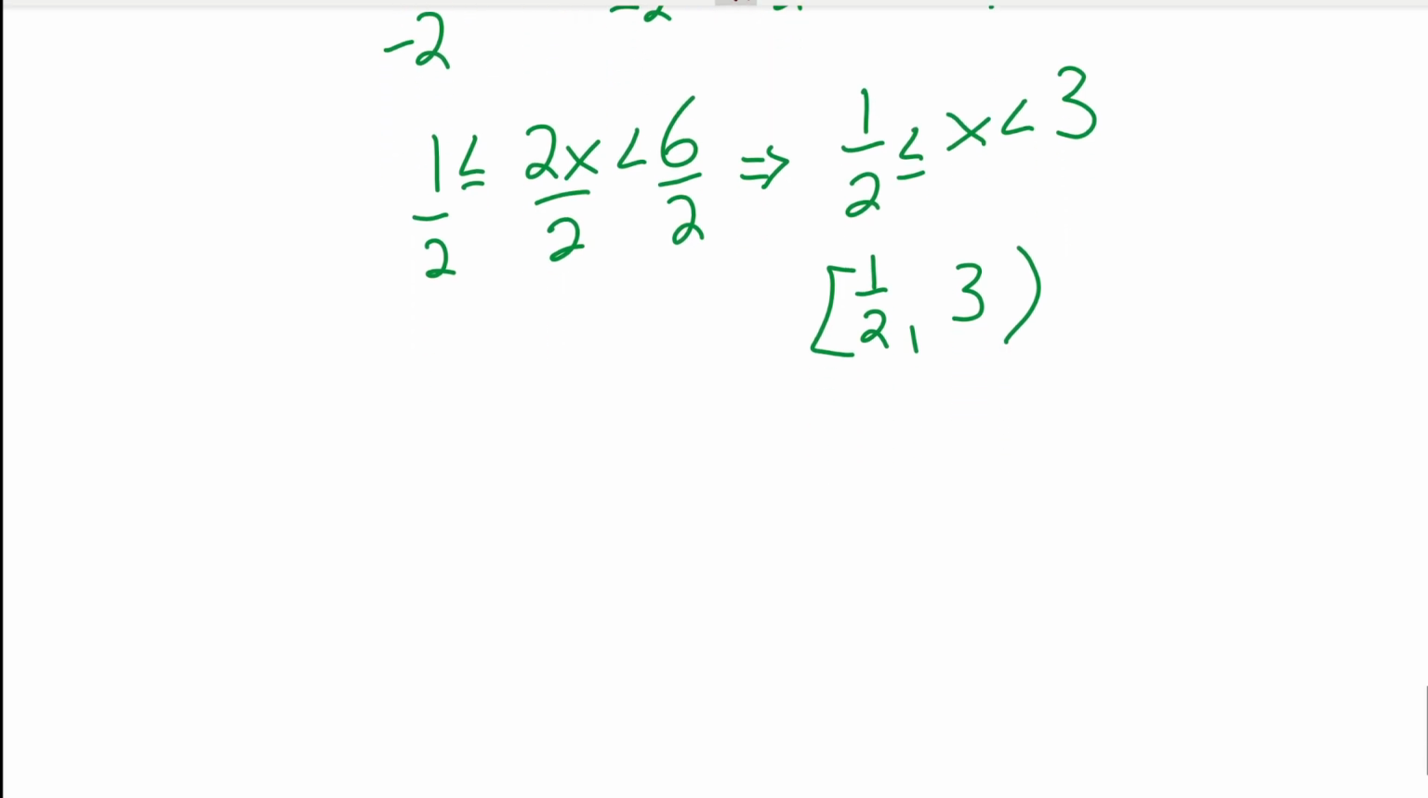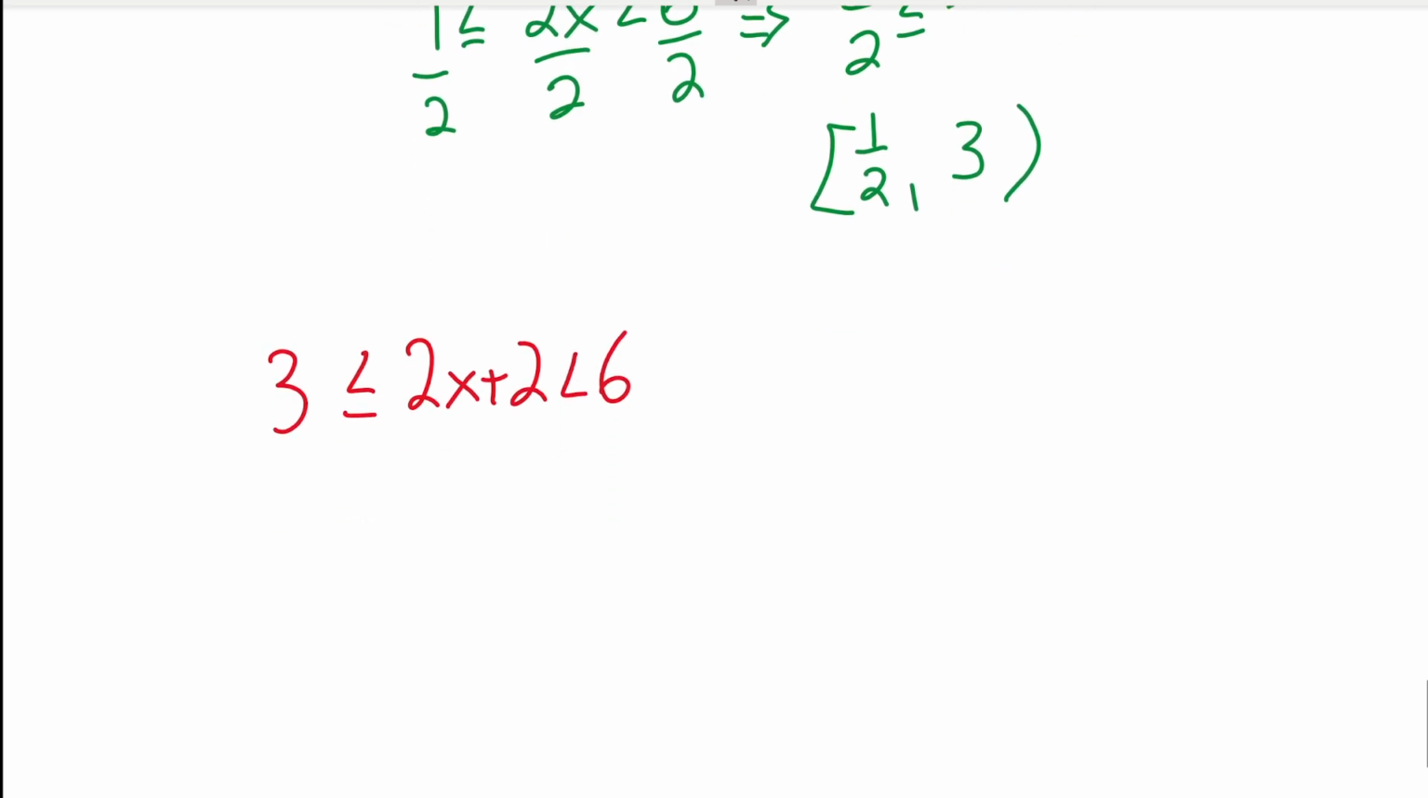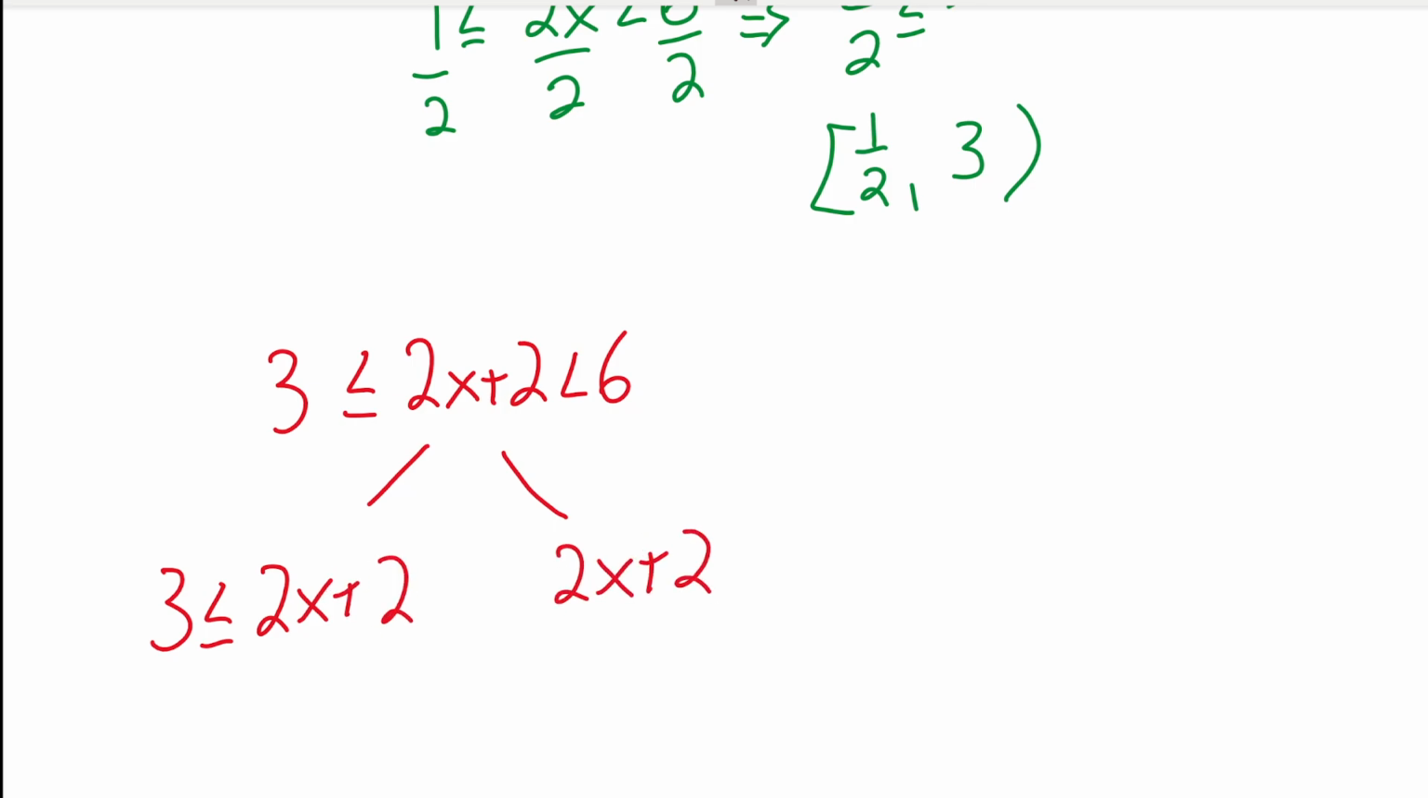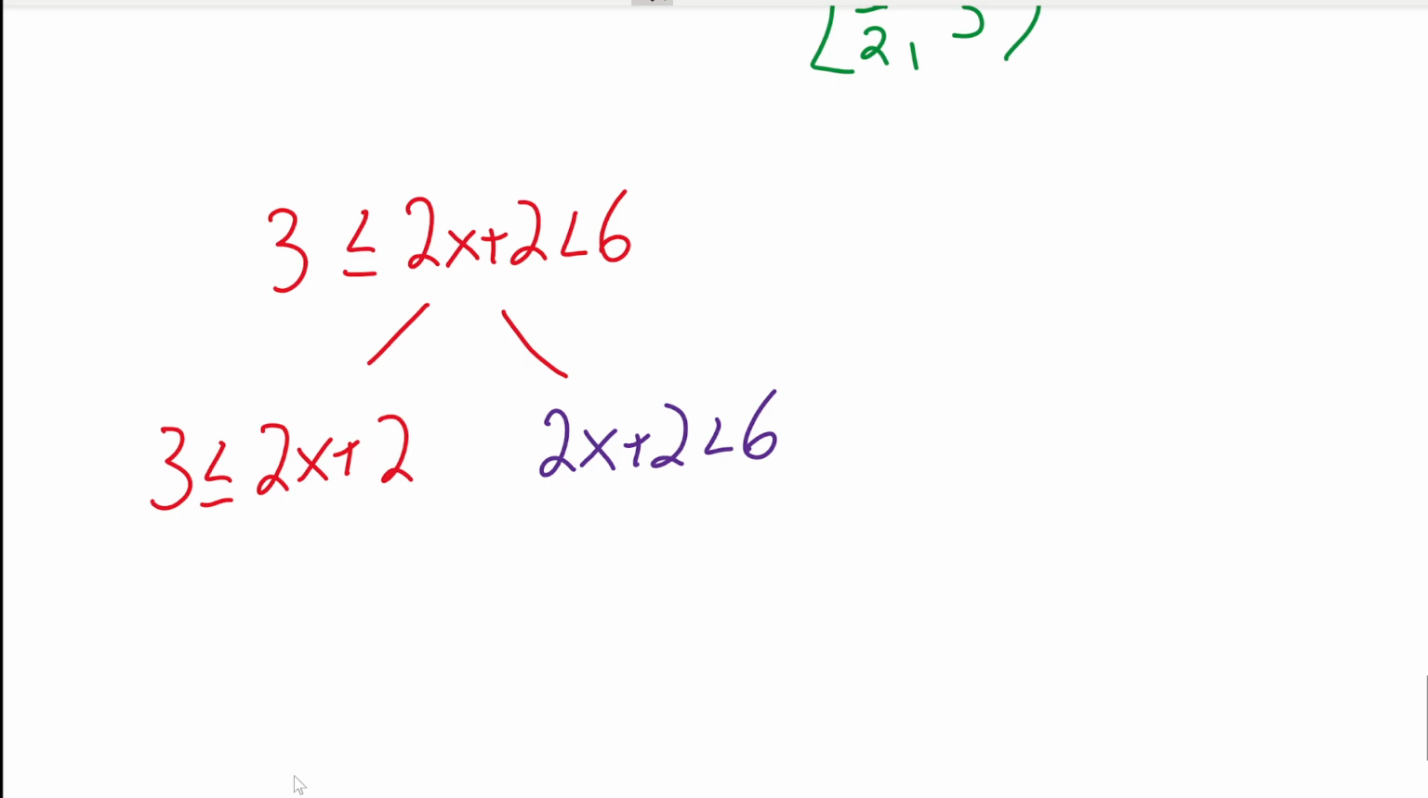Now, if we want to break this up into two different inequalities, this is more, like I said, just a kind of a personal preference, how you want to do it. You can break this up into two different ones. So we get 3 is less than or equal to 2x plus 2, and 2x plus 2, maybe I'll do a different color for this one just to color code it here, 2x plus 2 is less than 6. Okay, so we think of it as two separate inequalities and then we bring it together at the end.